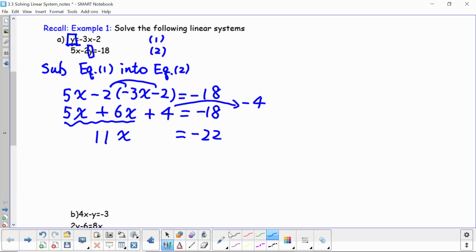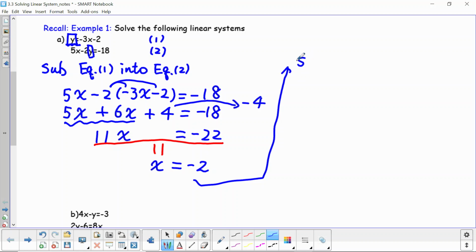Then we want to isolate x. We need to move the 11 to the other side. 11 times x, so 11 moves to the other side with the opposite operation. Divide 11x by 11, and also the right side, negative 22 divided by 11. 11 divided by 11 is 1, so 1x equals negative 22 divided by 11, which gives negative 2. Then we have the x value, and we need to find the y value. So continue.